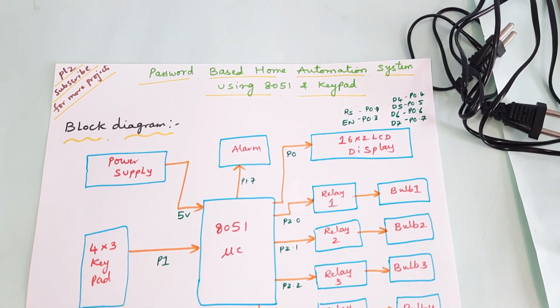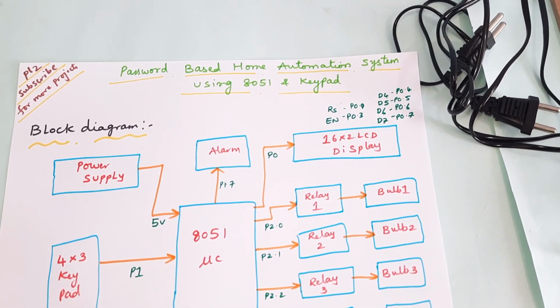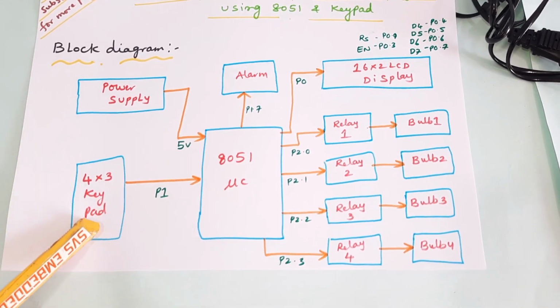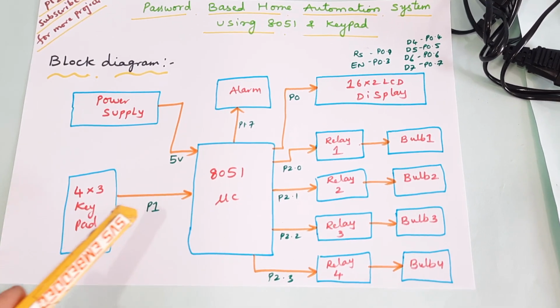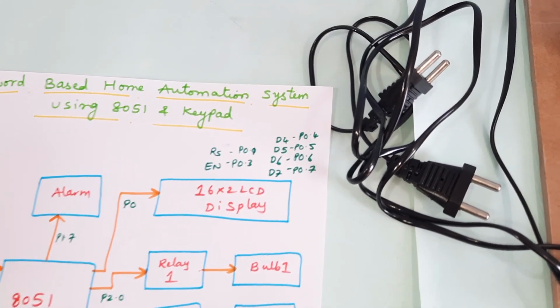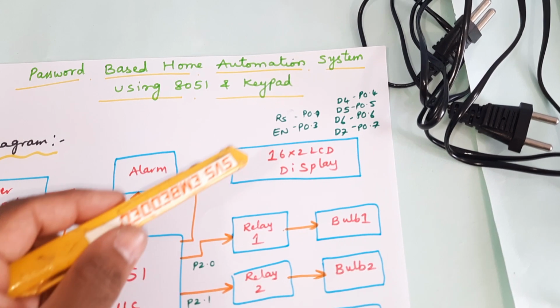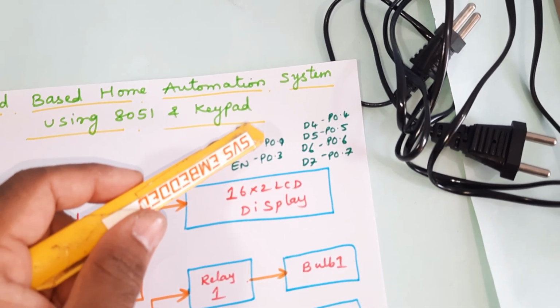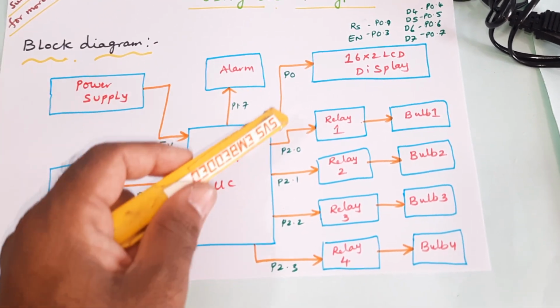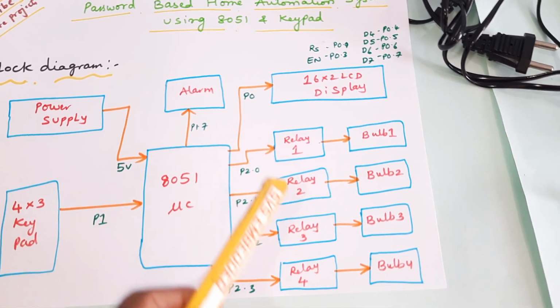The project title is Password Based Home Automation System Using 8051 and a 4x3 Keypad, a telephone keypad. It is connected to port 1 and port 0. It is connected with RS, enable, D4, D5, D6, D7 at P0.1, P0.3, 4, 5, 6, 7, and we are using 4 relay coils and 4 AC bulbs.